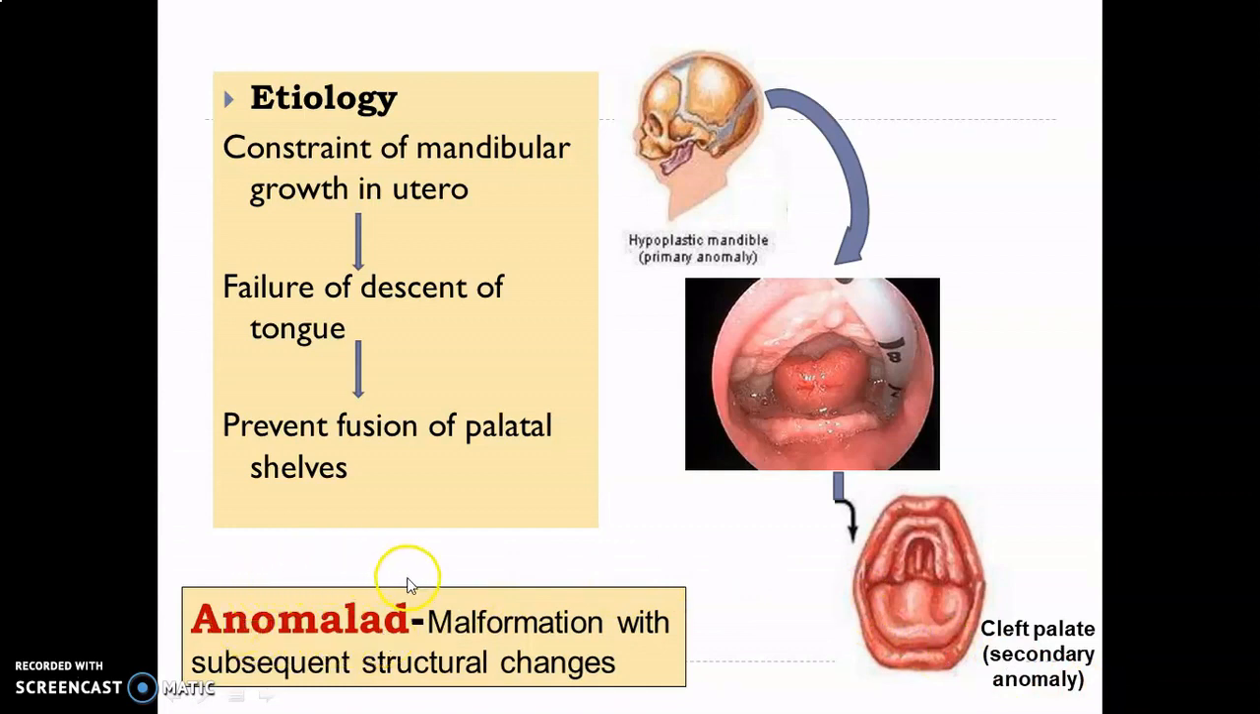So this is what is meant by anomalad. There is malformation with subsequent structural changes. That means a primary anomaly results in other features of this particular syndrome. That's why it's known as an anomalad, not a syndrome. When we say syndrome, that means multiple symptoms arising because of a single pathogenesis. Here there is one single primary anomaly that will lead to other subsequent anomalies, which is known as an anomalad.